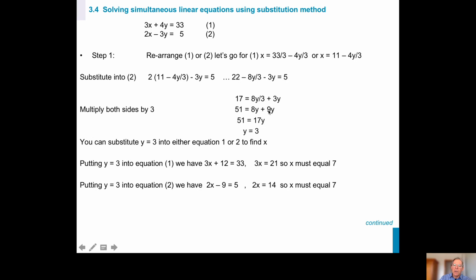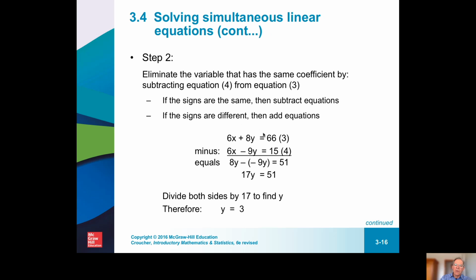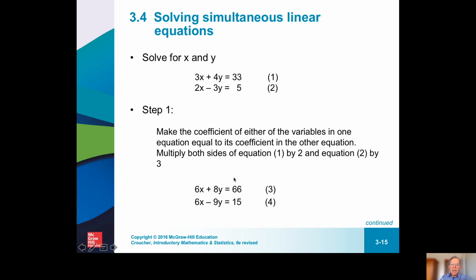Plus 3 lots of 3y is 9y. We end up with 17y equals 51. Y equals 3. And the good news now is we're exactly where we were back here. Y equals 3. So, 2 different methods of solving simultaneous equations. You can pick whichever method you prefer.